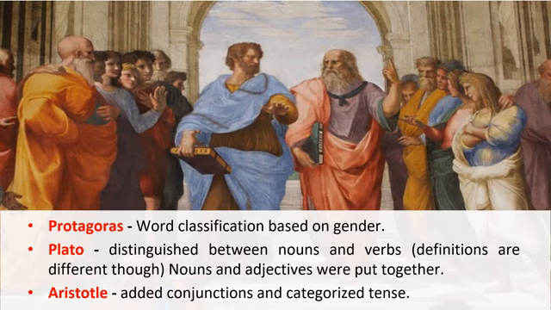Plato's definition got changed later, but if you think about society at that time, this was one of the biggest achievements that philosophers had. Then we have Aristotle, whose contribution was to add conjunctions. He also categorized tense. So tense as a system in any human language was found primarily by Aristotle.